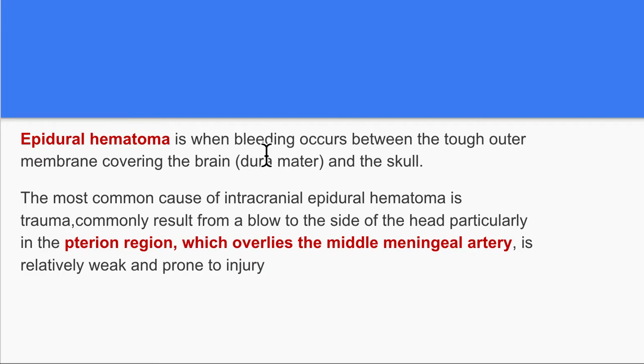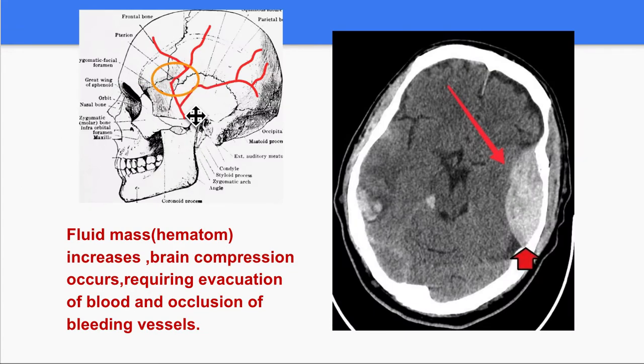This is when the bleeding occurs between the tough outer membrane covering the brain and the skull. The most common cause of the intracranial epidural hematoma is trauma, which is commonly a result from a blow to the side of the head, particularly in the pterion region, which overlies the middle meningeal artery. In this diagram, you can see an H-shaped suture. This is called the pterion, where the parietal, frontal, sphenoid and the temporal bones come together. This is a relatively weak and thin area of the skull and is prone to damage.